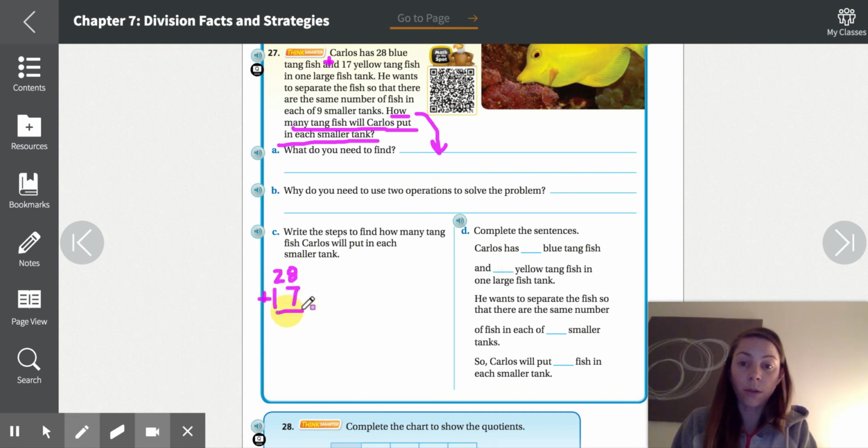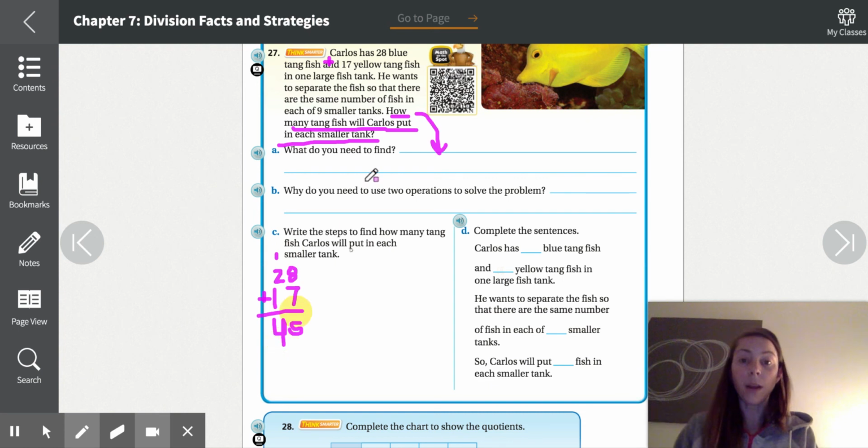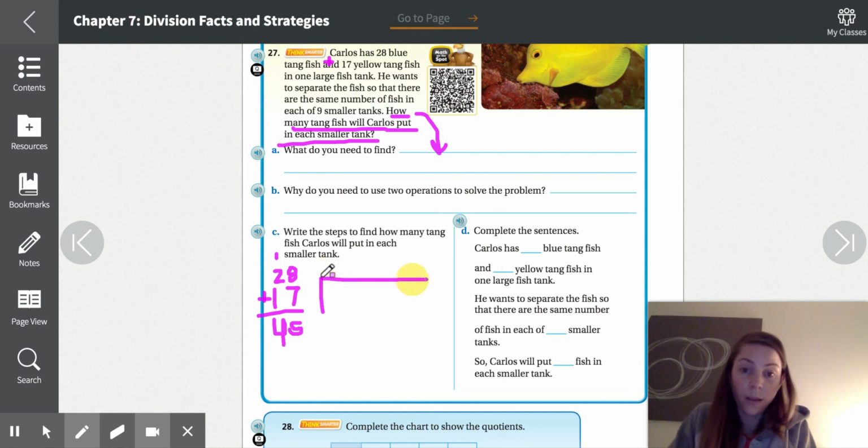I'm going to start on the right here with my addition. 8 plus 7 is 15. Carry the 1 over. 1 plus 2 is 3, plus 1 is 4. So he has 45 total fish swimming in this big tank. But now he wants to separate them into 9 smaller tanks. So that's like division.